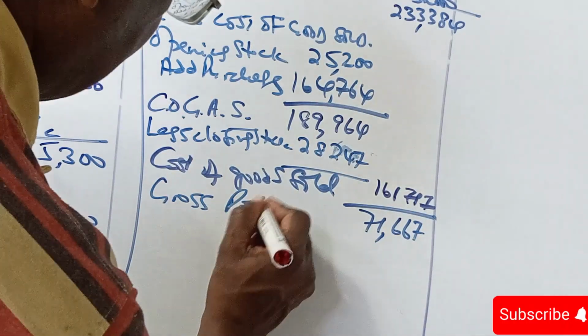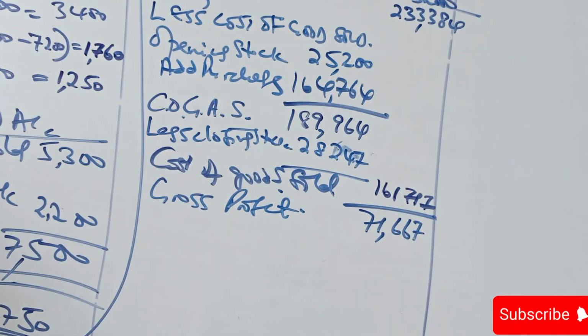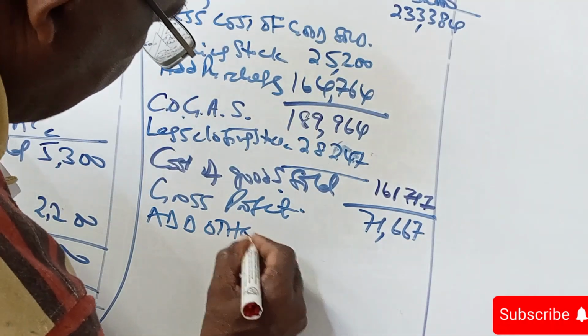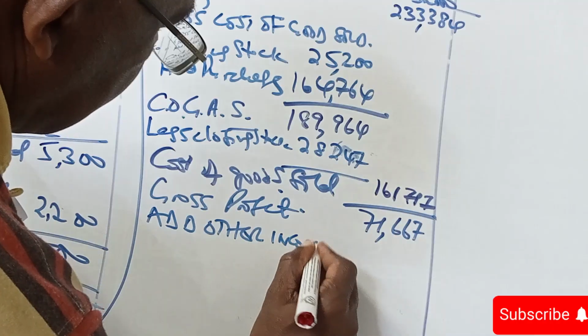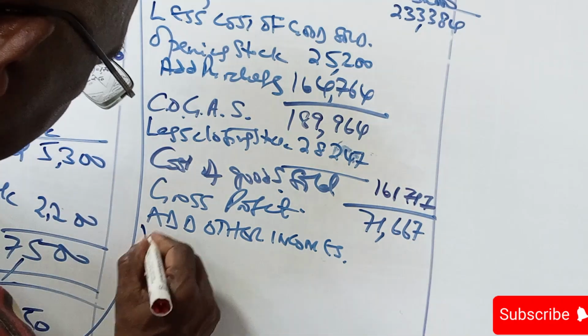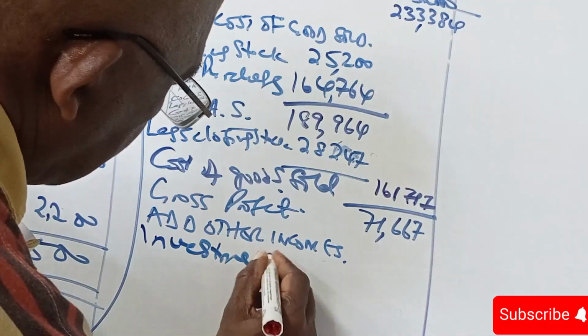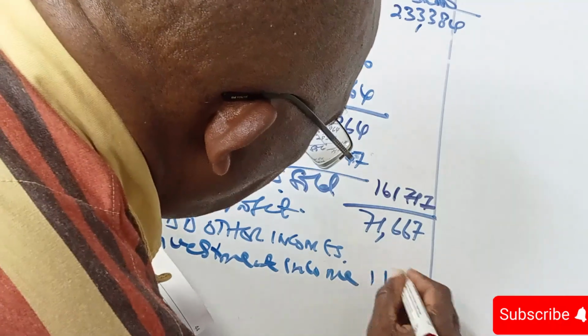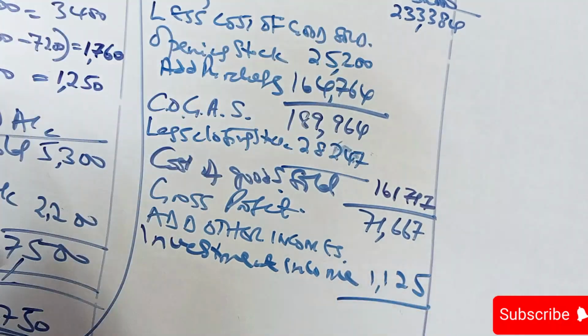Remember the format. We always say add other incomes. We have one of the incomes, which is our investment income, the dividend receivable, because we have shares in Guru Limited. From the trial balance, we have investment income amounting to 1125. Always check if you have other incomes.